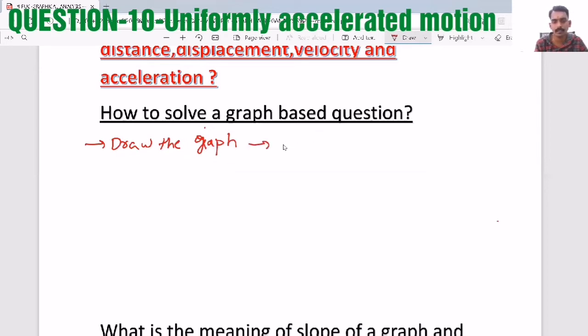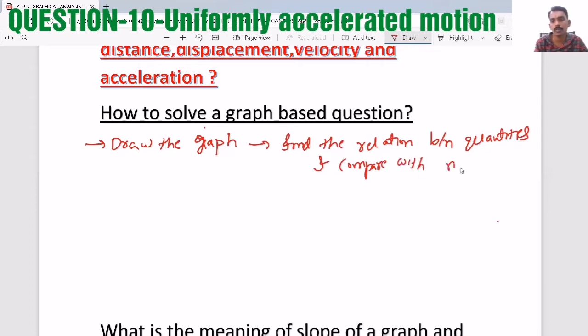Then, find the relation between quantities and compare with a mathematical equation. Like there are straight line graphs, parabola or hyperbola mainly in our physics syllabus.